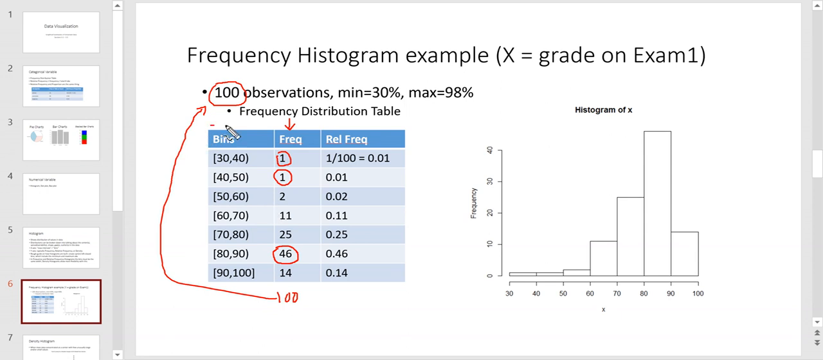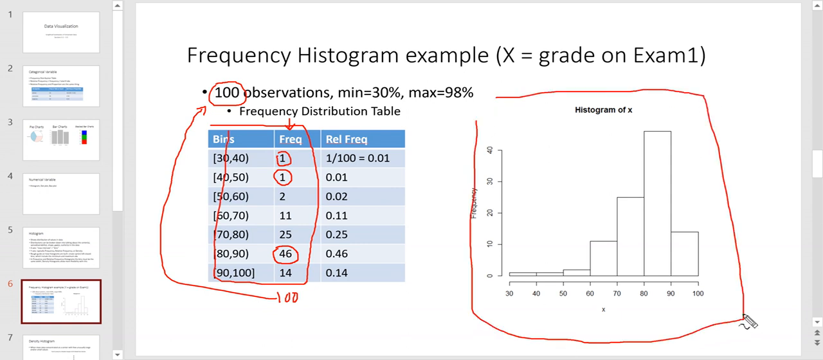I then go ahead, taking these two columns, and create a histogram, a frequency histogram. You can see the x-axis has the bins, and the y-axis is frequency. And the height of these bars is equivalent to the frequencies from the frequency distribution table, with the highest bar being at 80 to 90, right?